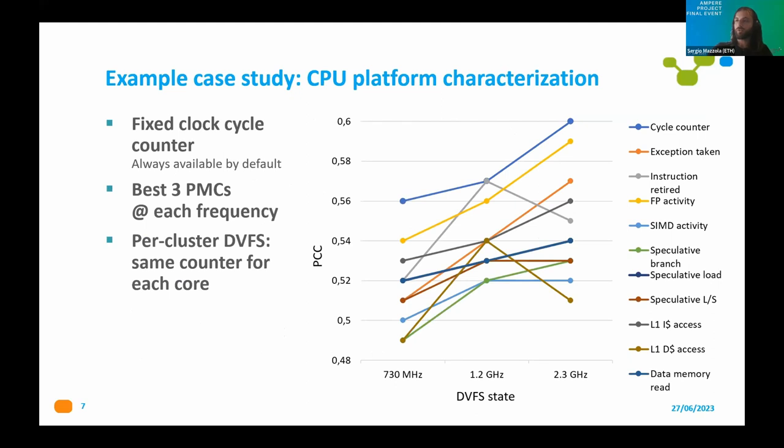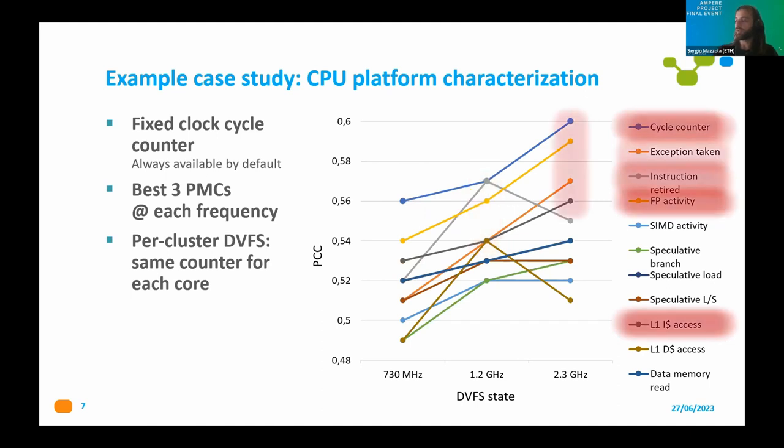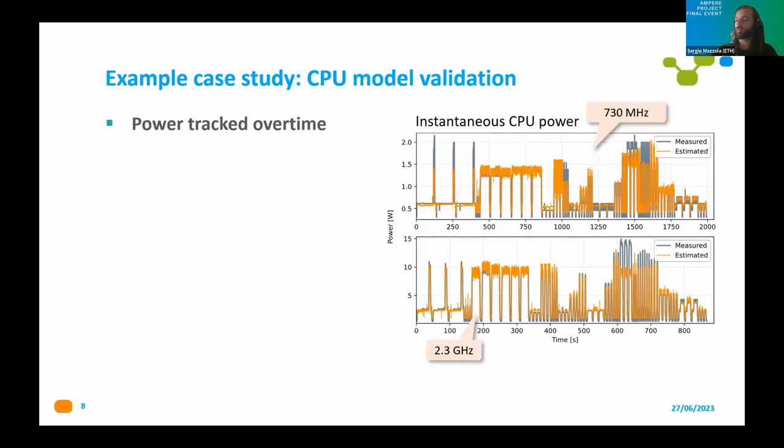For the sake of time, here I'm showing you just the case study with the CPU power modeling of the Xavier. And here you can see the results of the CPU platform characterization. On the x-axis, you have the different frequencies of the CPU that we want to model. And on the y-axis, you can see the correlation coefficient of the performance counters. So we perform the platform characterization at every frequency and then take the best counters at every frequency. And you can see that the counters that correlate better with the power consumption can vary based on which frequency you are running at. Then we take the best ones and we know how to train our model.